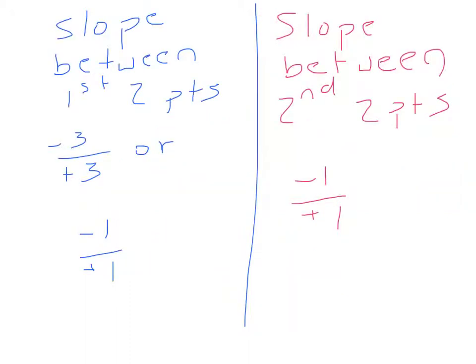So thinking back about the table, I know that the slope between the first 2 points was negative 3 over positive 3, or negative 1 over positive 1. I also know that the slope between the second 2 points was negative 1 over positive 1. Since both sets of points have a slope equal to negative 1, this table, these points, are, in fact, linear.